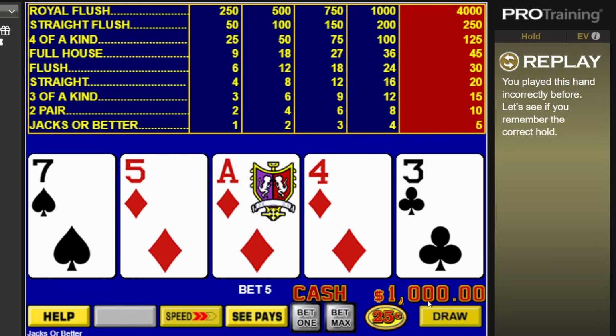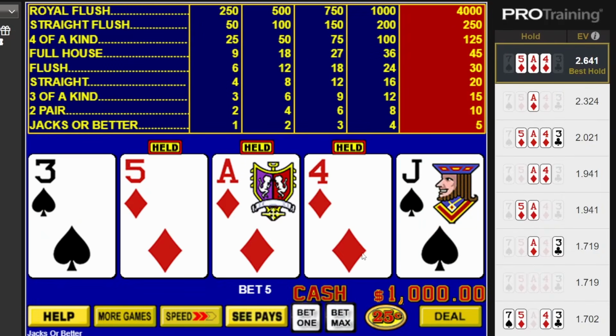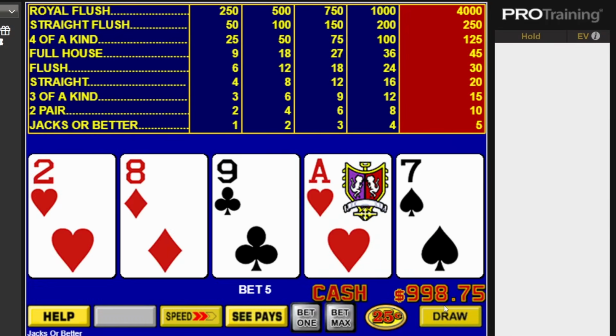So this one's bringing back the error that we made before. I'm not going to mess it up again. That's right there. And play next one. So we really don't have anything, so we're just trying to get jacks or better to get our money back.